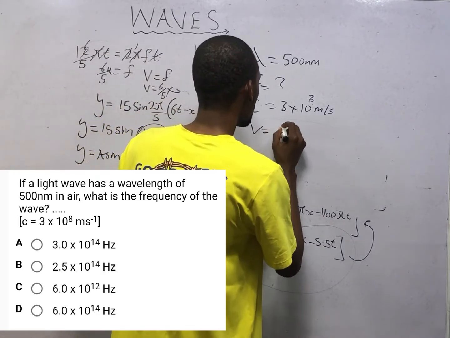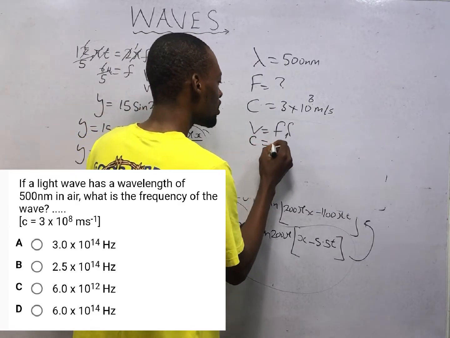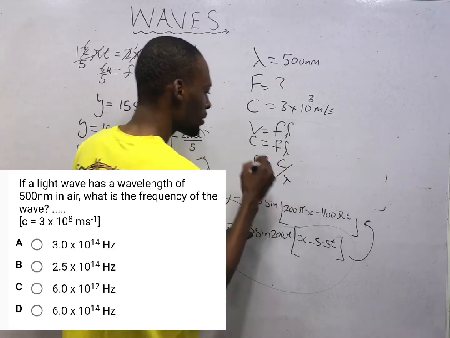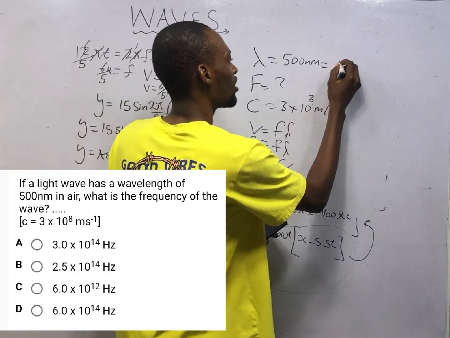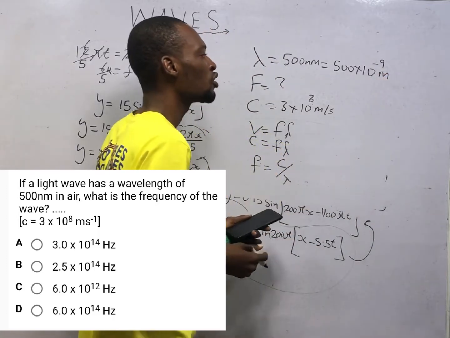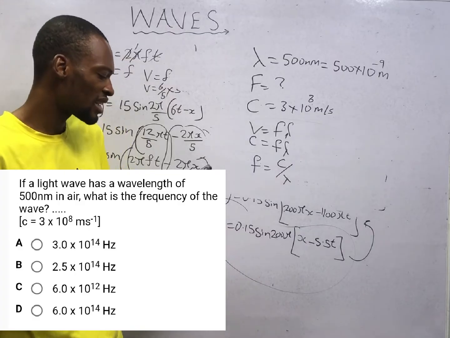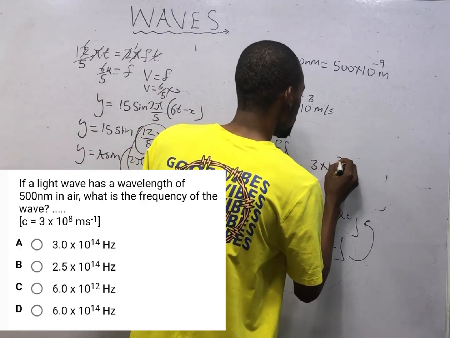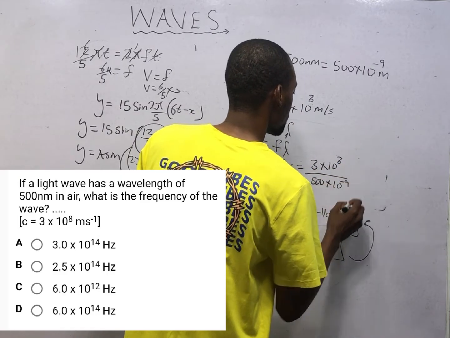So V is equals F lambda, or V is the same thing as velocity. C is equals F lambda. F is C over lambda. Now we are given lambda in nanometer. We need to change it to meter to get 500 times 10 raised to the power of minus 9 meters. To convert from nanometer to meter, you multiply by 10 raised to the power of minus 9. So this will simply give you 3 times 10 raised to the power of 8 over 500 times 10 raised to the power of minus 9.